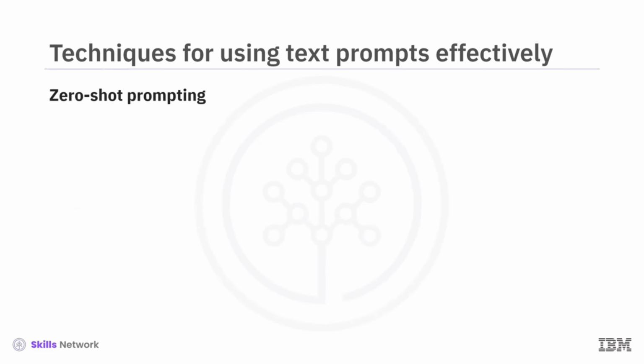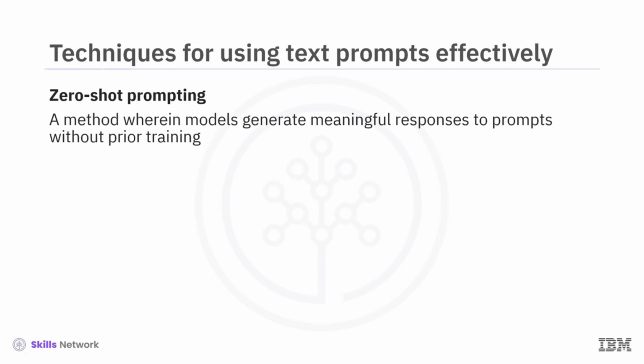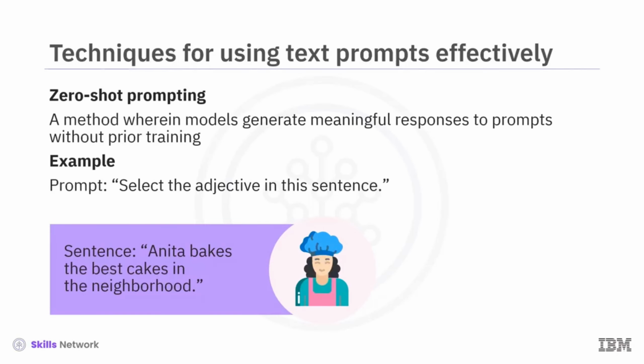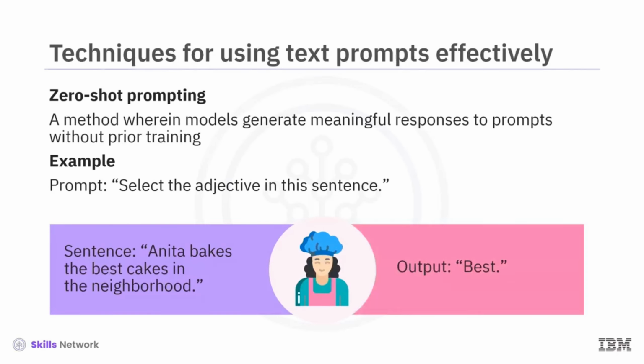Did you know that LLMs today, trained on large amounts of data and tuned to follow instructions, can perform tasks zero-shot? Zero-shot prompting is a method using which generative AI models generate meaningful responses to prompts without needing prior training on these specific prompts. For example, the prompt could be, "Select the adjective in this sentence." The sentence is, "Anita bakes the best cakes in the neighborhood." The output here would be best.